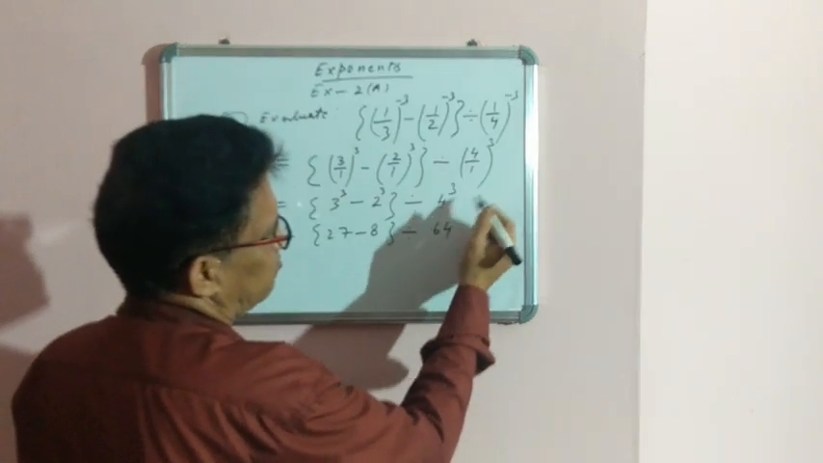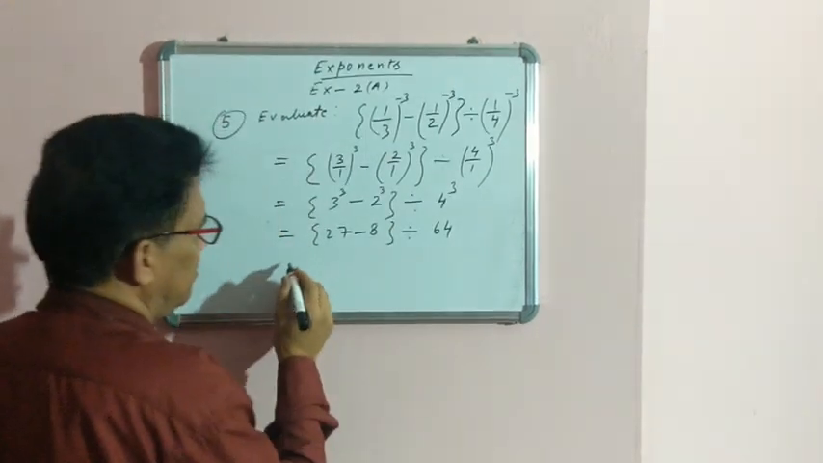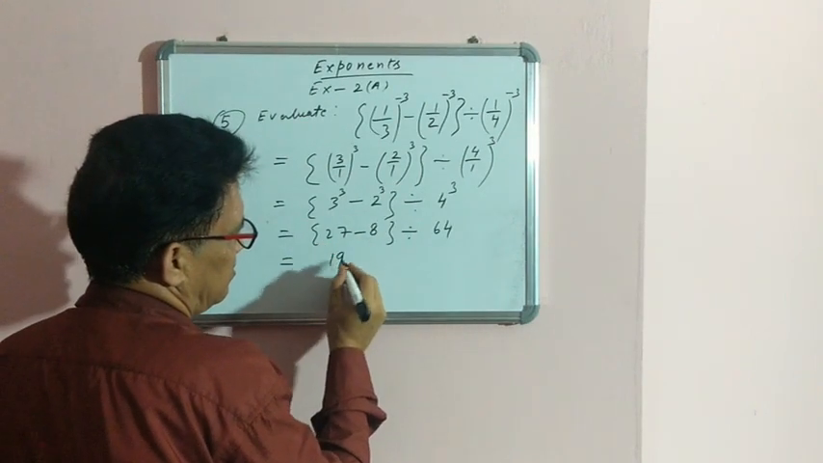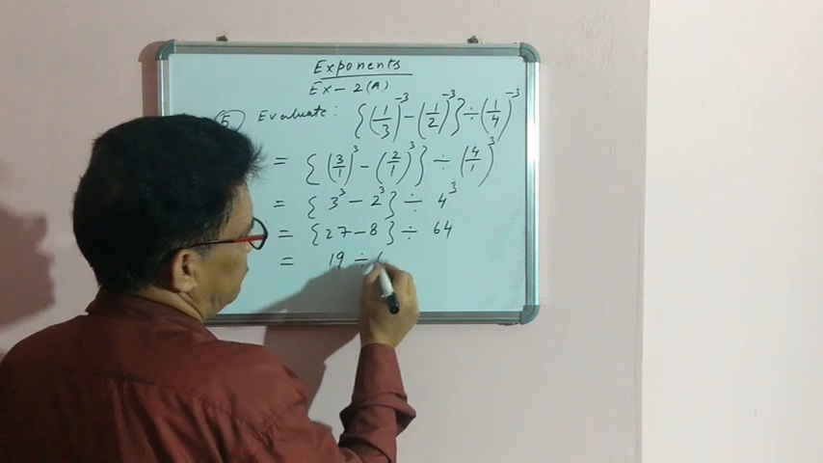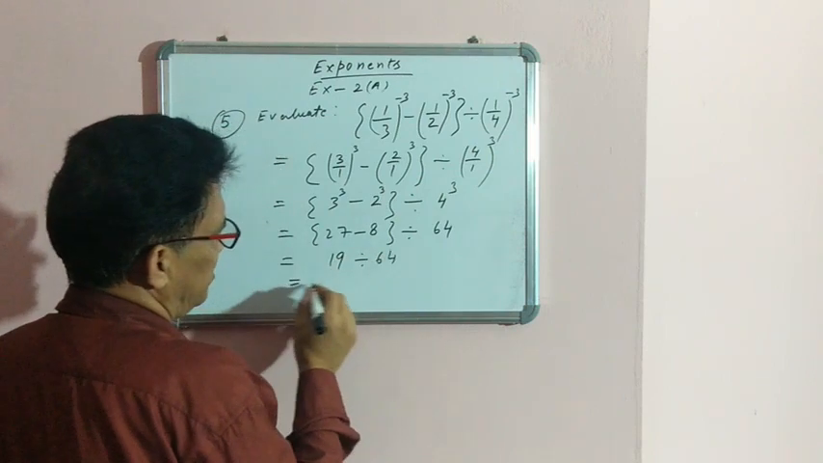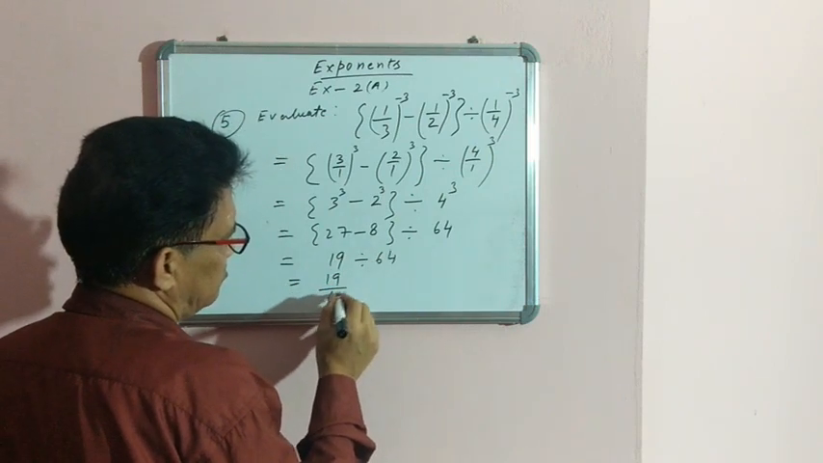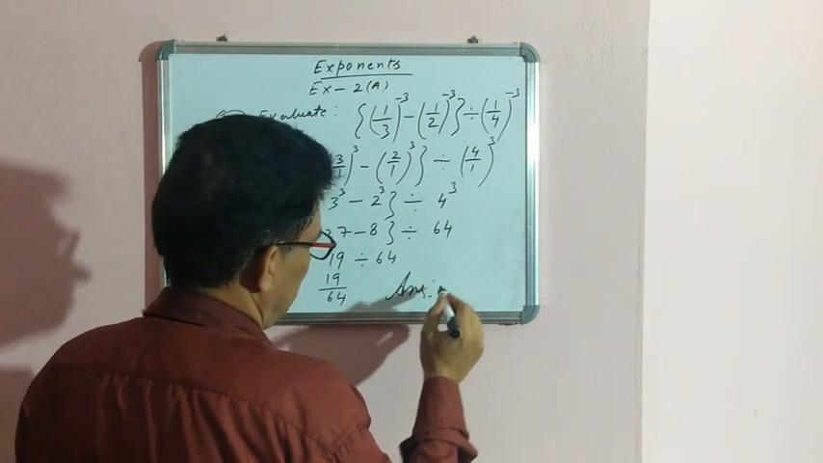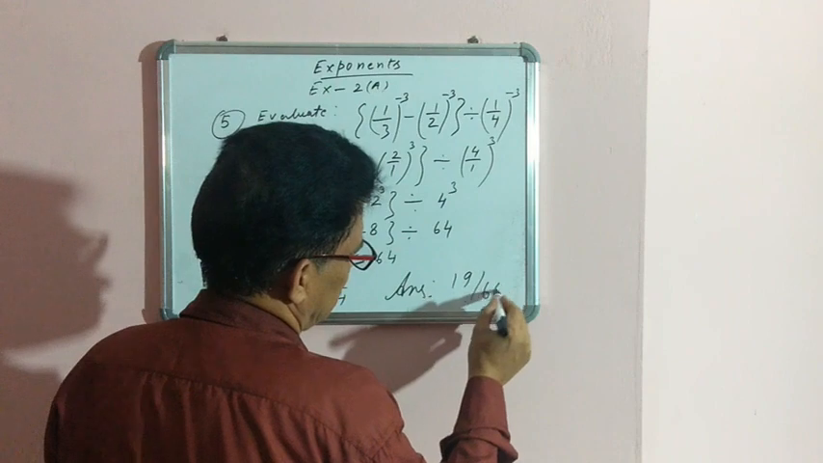4 times 4 is 16, times 4 is 64 you are getting. Now 27 minus 8 you are getting 19 divided by 64, that is 19 upon 64. So what is our answer? 19 upon 64.